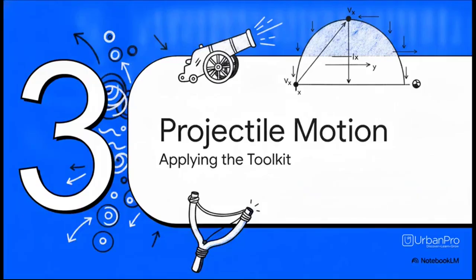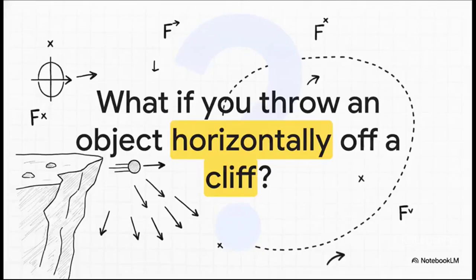All right, Section 3, Analyzing Projectile Motion, Applying the Toolkit. Let's see this in action. Let's pose a seemingly impossible physics problem, just to see exactly how our vector toolkit handles it. What happens when you throw an object completely horizontally off the edge of a cliff? I want you to really think about the invisible forces at play here.